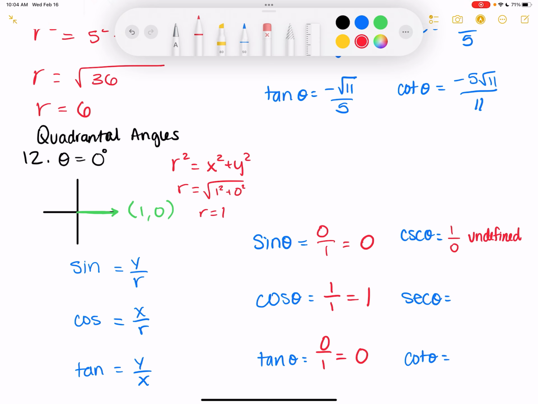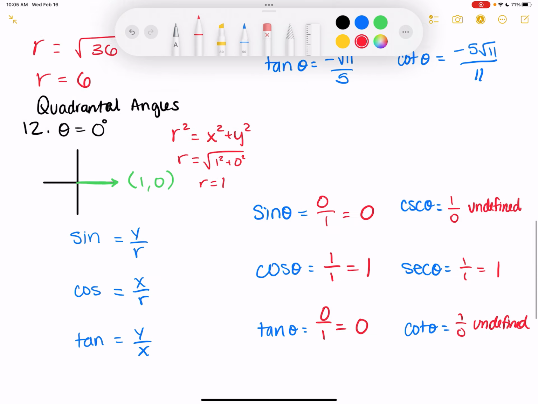Alright, secant, 1 over 1, just 1. Cotangent, 1 over 0, so it is undefined. Okay, and you're completely fine to just write undefined. I'm just writing the reasoning here for it so that we see it.